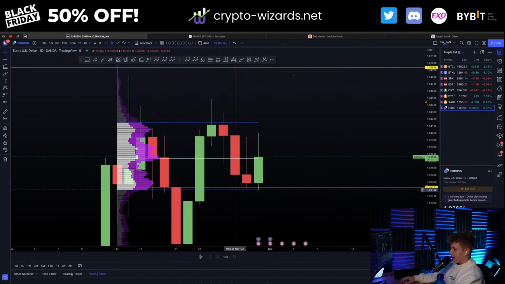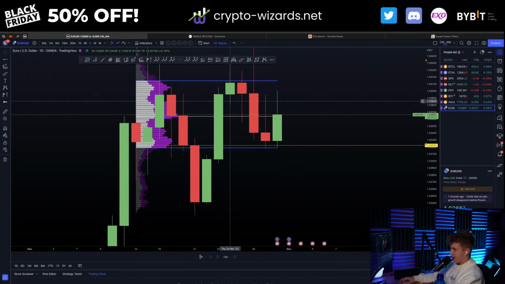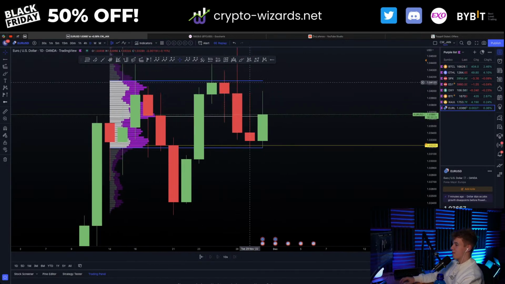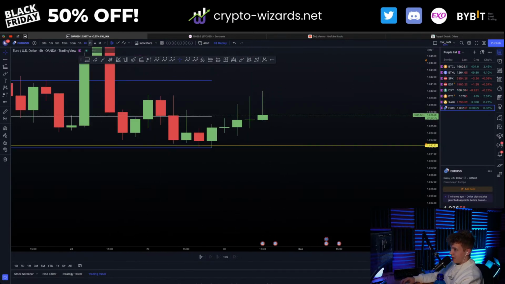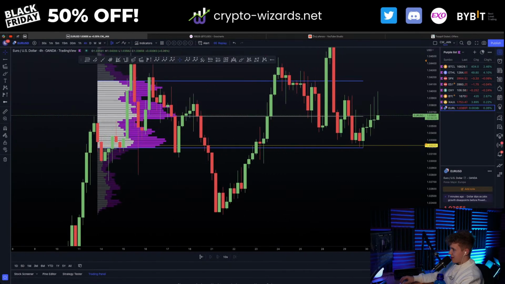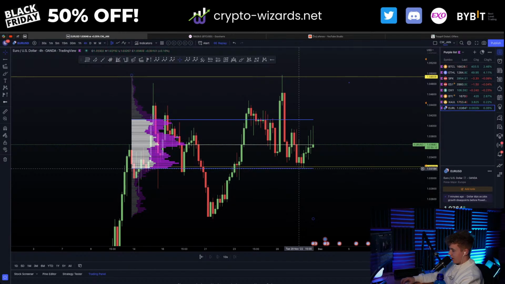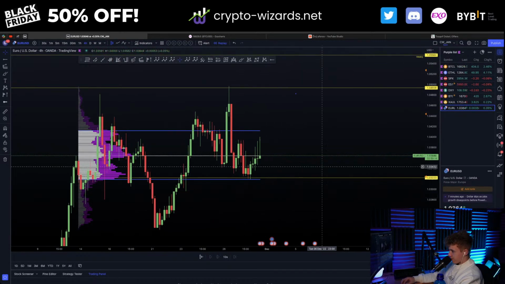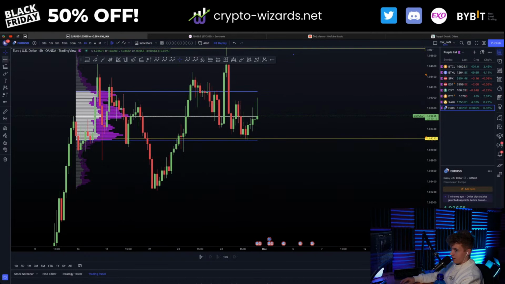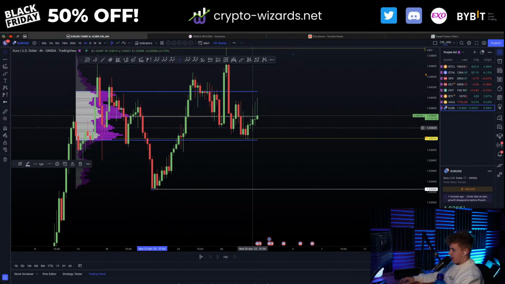Look at the value area, how well it's been respected. Once again, the same thing that I was talking about. The same thing can be applied on basically every single asset. Look, you are getting a bounce out of this. Once you lose it, most likely you will go down there. So this is a potential short for you.